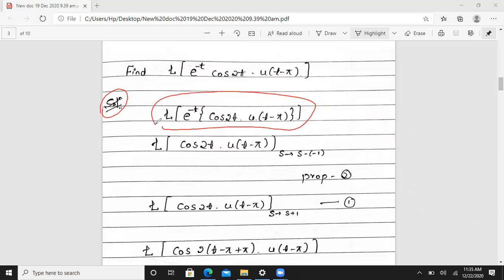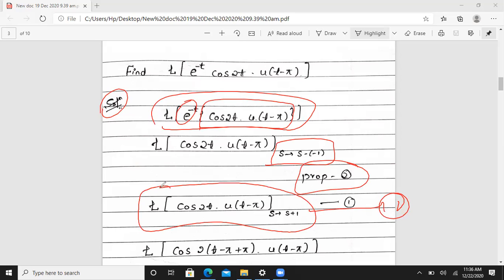First we will write the given equation, that is Laplace transformation of e to the power minus t, and I separate these two functions as cos 2t into u of t minus pi. Okay, and this e to the power minus t we will take it as s tends to s minus of minus 1 by your property number 2. Okay, so this function we will call it equation number 1. It is Laplace transformation of cos 2t into u of t minus pi, where s tends to s plus 1.